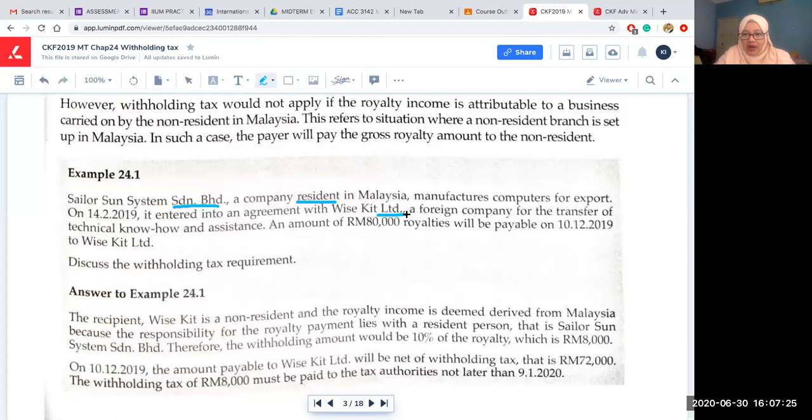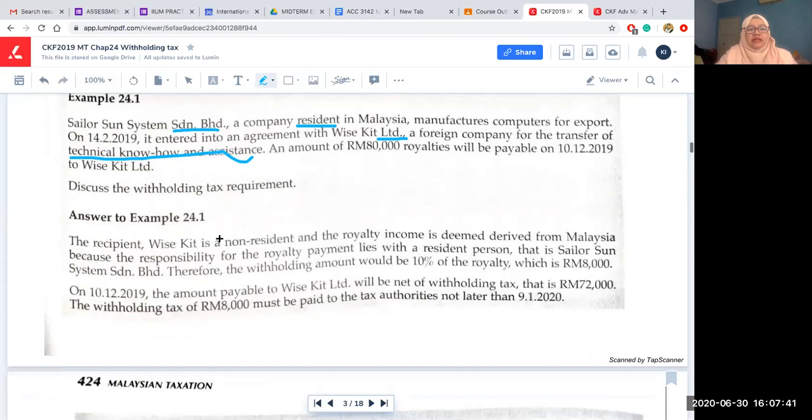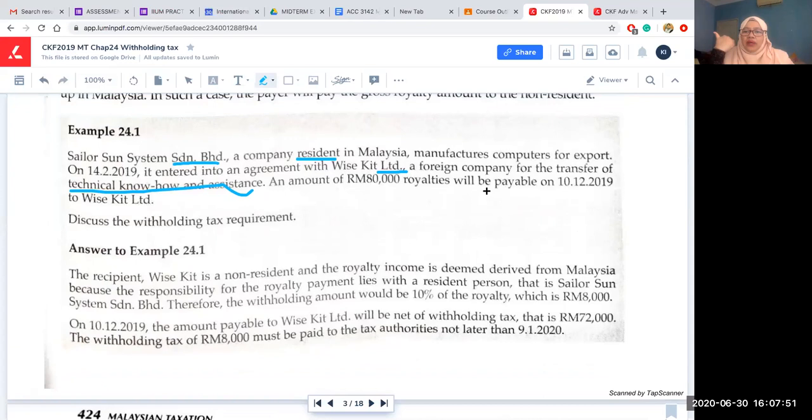Technical know-how falls under section 4BA, right? So this is under section 4BA, but it may be said that this one could also fall under royalty. I think it's a royalty because this topic is on royalty. Technical know-how and assistance. An amount of 80,000 will be payable on 10th of December 2019 to YSK Limited. Discuss the withholding tax requirement. Is the income derived in Malaysia? Is the payer a Malaysian resident? Yes.